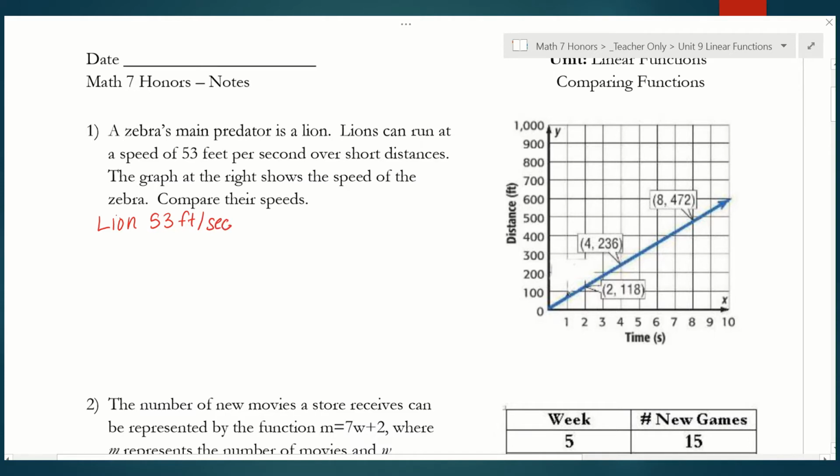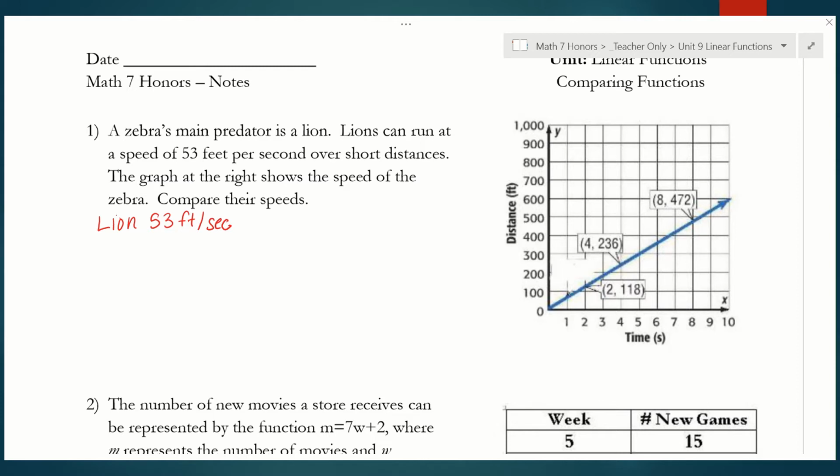Okay, so we're told that the lion runs at a speed of 53 feet per second. Feet per second implies a rate of change, which means if we were to look at a graph of the lion's speed, we would see that the slope is 53. And so when we're looking at the graph of the speed of the zebra, we want to also find the slope so that we can compare the speeds.